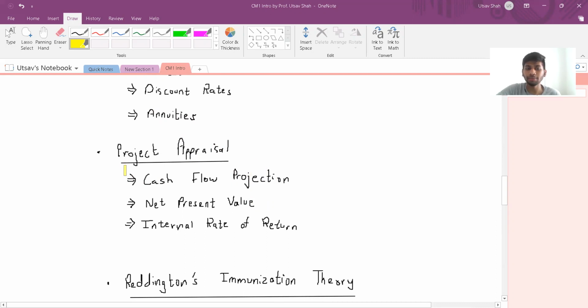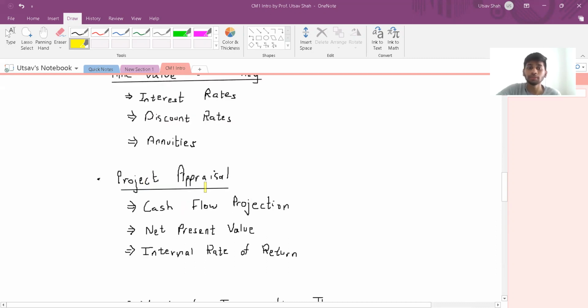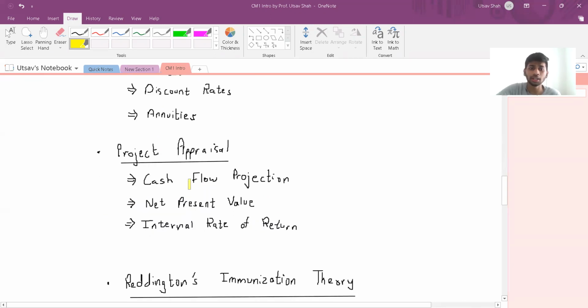Okay. The second big topic is project appraisal. So now, what is project appraisal? Interest rates, discount rates, annuities, you must have heard in your 11th, 10th standard. But this project appraisal is a totally new topic for you. Most of you may not have even heard of it before. So I'll give you a brief overview. We'll go through this in the further chapters.